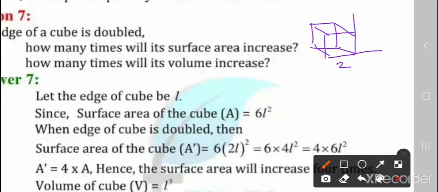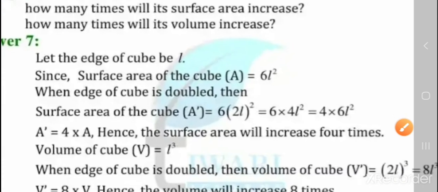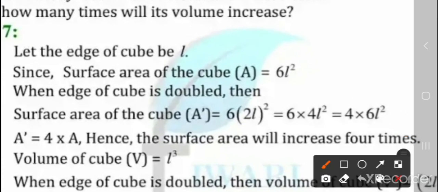So what happens to the surface area and what happens to the volume? If the side is L we are taking, how will be the surface area and how will be the volume? Let us see. For a cube, all sides are the same, so we are taking that side as L. Now let us see the solution. Let the edge of the cube be L. How to write the surface area? You know that surface area is 6L square.